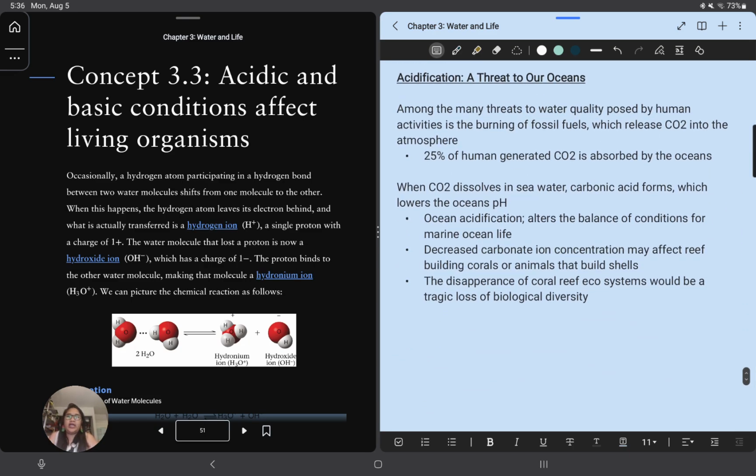So, acidification, a threat to our oceans. Among the many threats to water quality posed by human activities is the burning of fossil fuels, which releases carbon dioxide into the atmosphere. 25% of human-generated carbon dioxide is absorbed by the oceans. When carbon dioxide dissolves in seawater, carbonic acid forms, which lowers ocean pH. Ocean acidification alters the balance of conditions for marine ocean life. Decreased carbonate ion concentration may affect reef-building corals or animals that build shells. The disappearance of coral reef ecosystems would be a tragic loss to biological diversity.